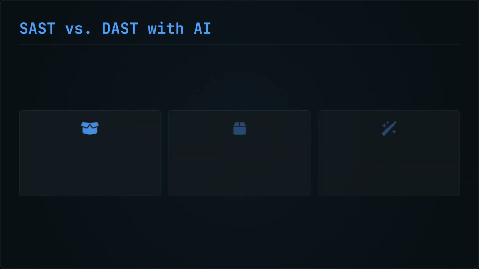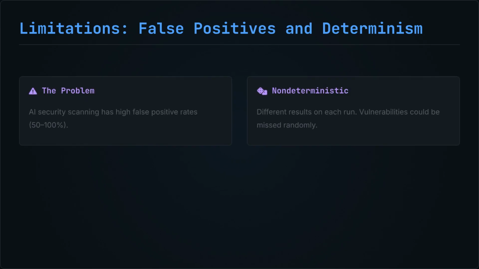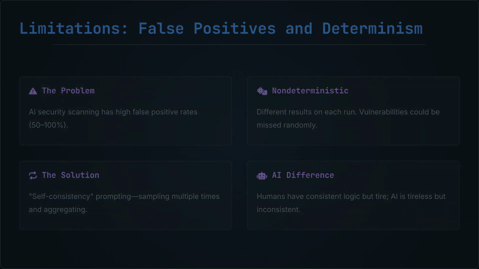AI enhances both static application security testing, or SAST, and dynamic application security testing, or DAST. AI is especially useful in finding logic and correctness errors that simple pattern matching misses. A major limitation is the high false positive rate in AI security scanning. The solution for non-deterministic results is, quote, self-consistency prompting, which involves sampling multiple times and aggregating the results.